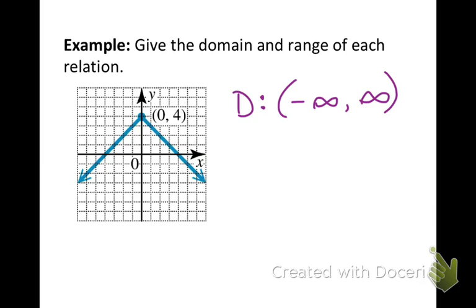Range, so domain, think left to right. Range, think bottom to top. So just work your way down. Is there any bottom ending point for my y? Nope, just keeps going down, right? So I'm going in negative infinity direction in my bottom of the graph. But where do I stop? Up at 4. Do I include 4? So should that be a bracket or a parenthesis?